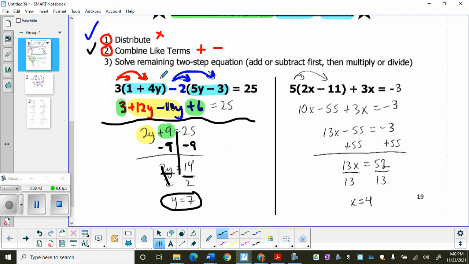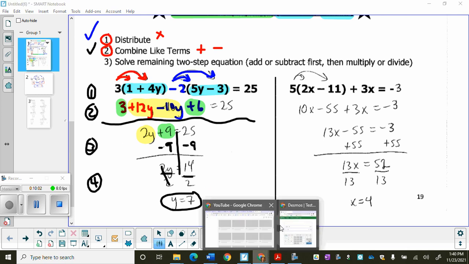So again, distribute, then combine like terms. And then you get rid of the constant, that's the next term, and then get rid of the coefficient, and that's the 1, 2, 3, 4 steps right there. Distribute, combine, get rid of the constant, get rid of your coefficient, and that's the 4-step equation right here.